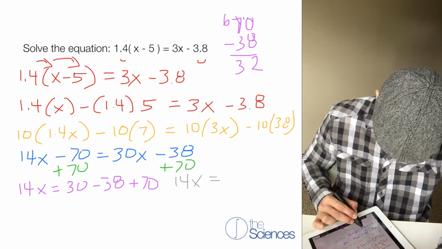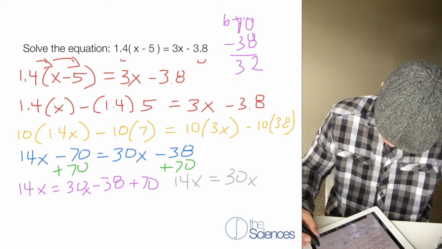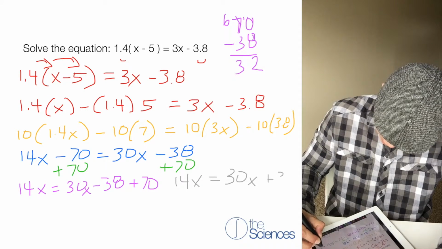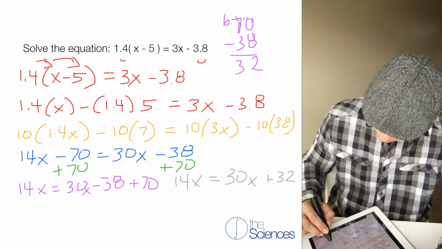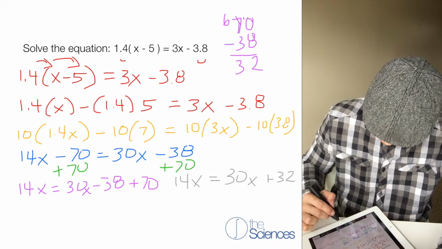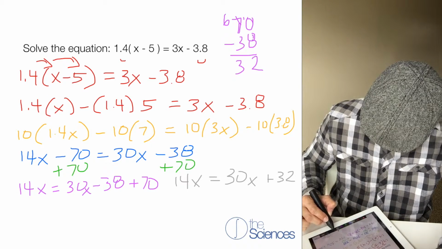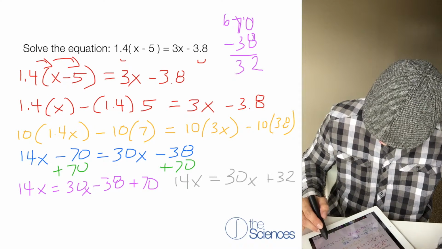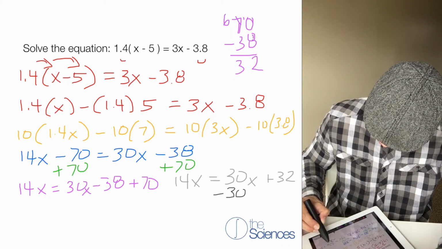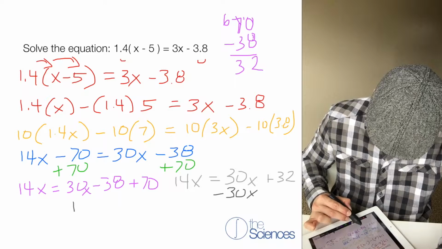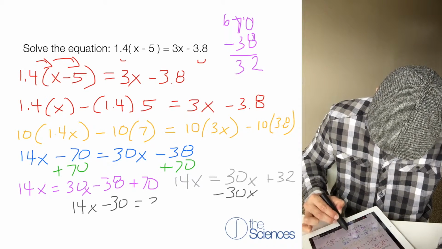So now we get 14x equals, there should be an x right here, so equals 30x plus 32. So now we can move 30x to the other side of the equation by subtracting 30x. So now we get 14x minus 30x equals 32.